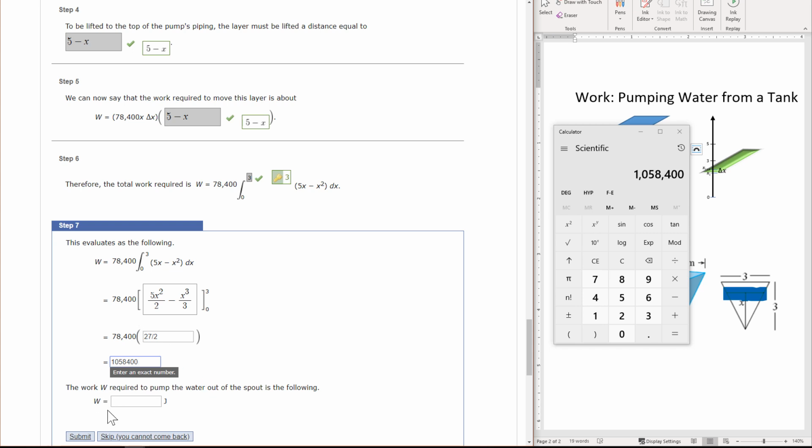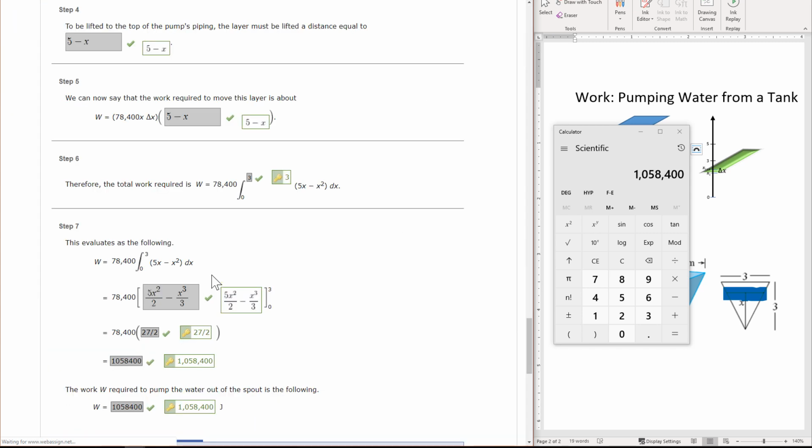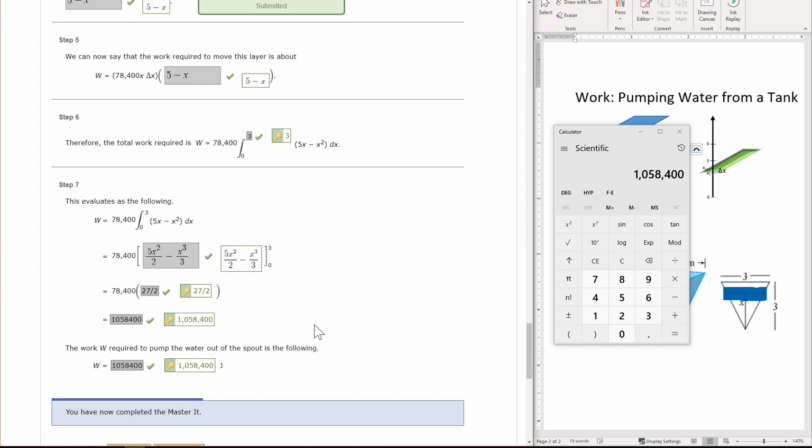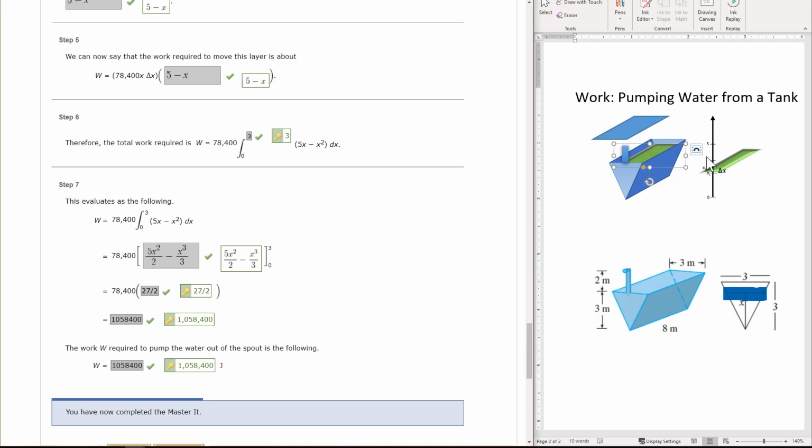So the work done is going to be exactly what this number is, and J here stands for joules. That's the units when you mix the mass times the distance. So this is 1,058,400. Okay, so the rest of this stuff was just the integral part and getting a numeric answer for your definite integral.